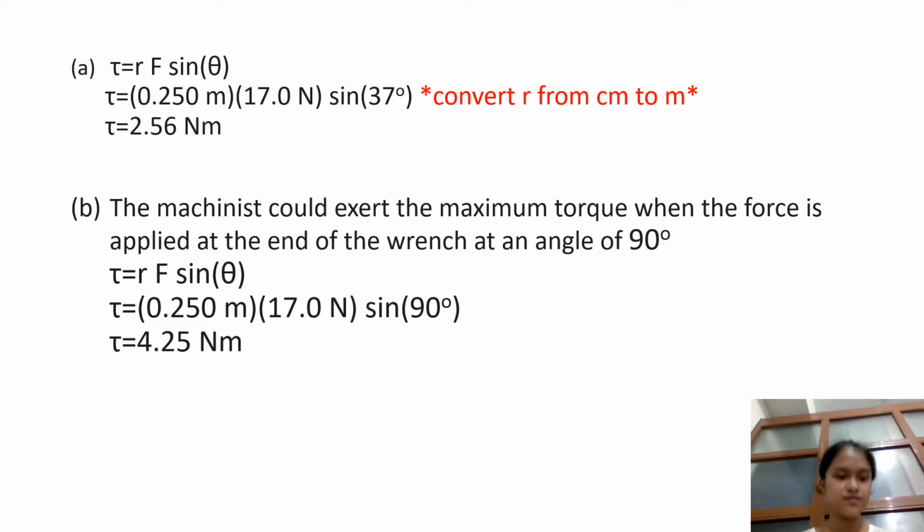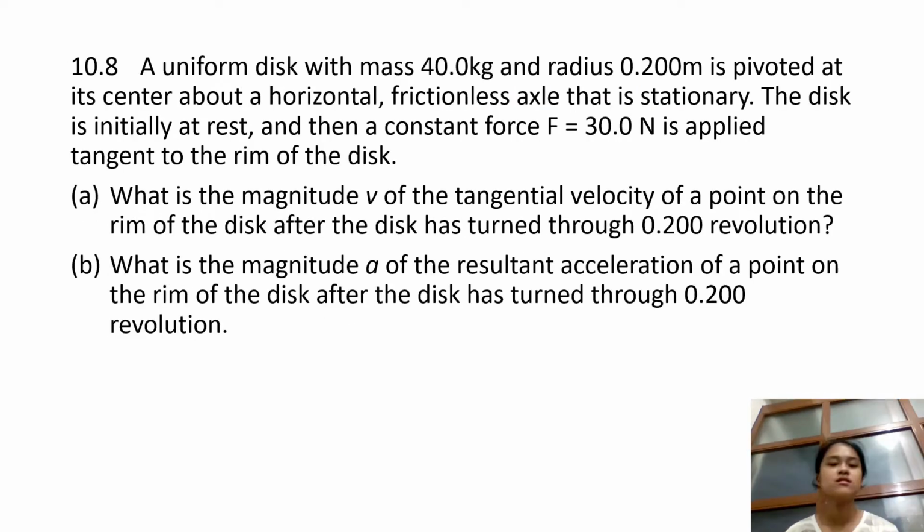Second, the machinist could exert the maximum torque when the force is applied at the end of the wrench at an angle of 90 degrees. So again, you use the equation of radius times force times sine theta. Then you plug in the values, but this time for theta you put 90 degrees, and you'll get 4.25 Newton meters for the torque.